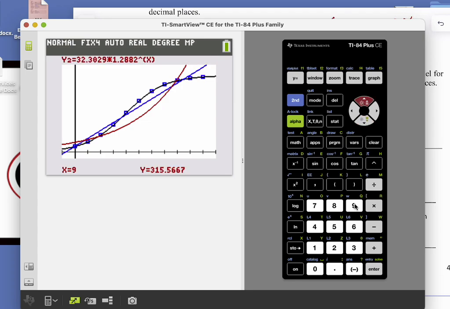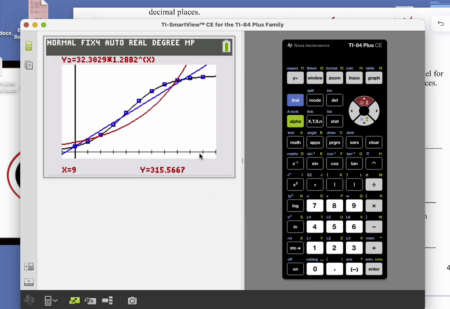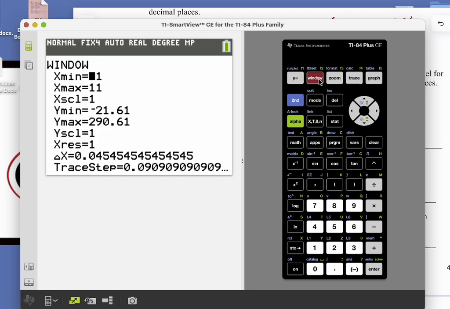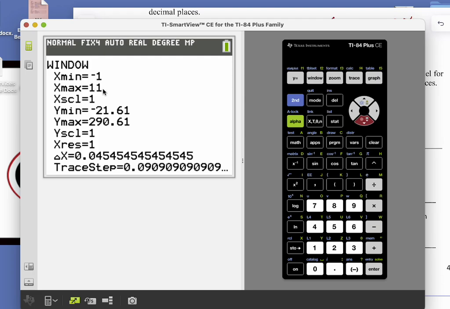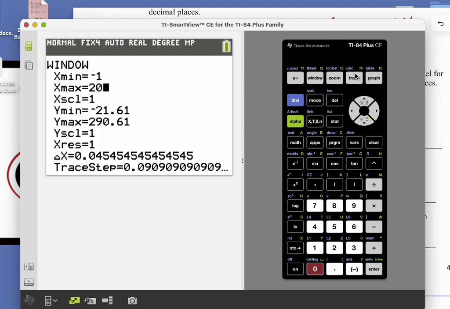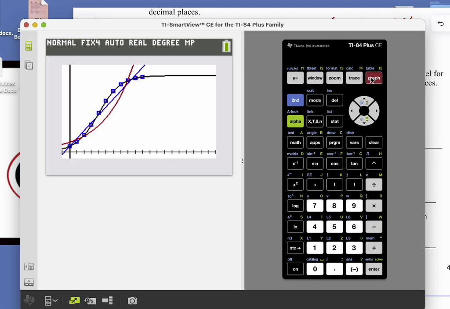Go ahead. Because 15 is off the window? Yeah, because 15 is off the window. Now, I don't know if you noticed this, but I hit 9, and 9 was 315. That's off the window. It can do y's off the window. It can't do x's off the window. So if the y is off the window, not a big deal. If the x is off the window, it can't do it. If you're trying to do 15, this has to be 15 or higher. I wouldn't put in 15. I'd go past 15. So I'm going to do 20. And then I'm going to hit graph.